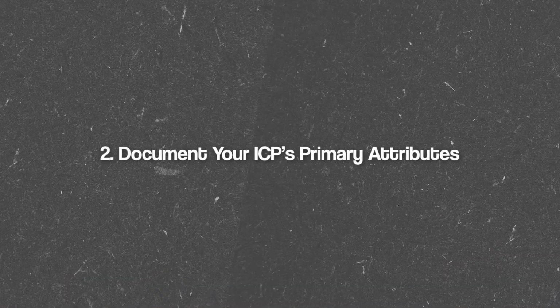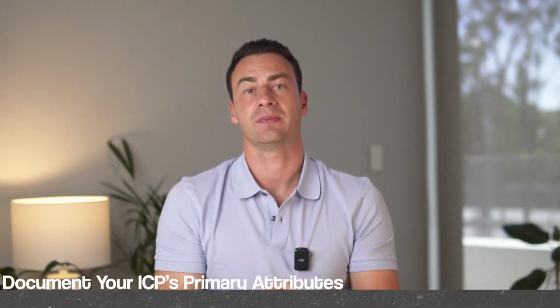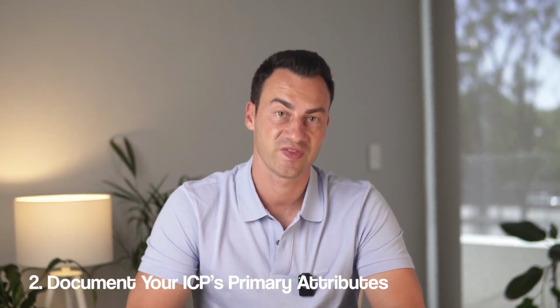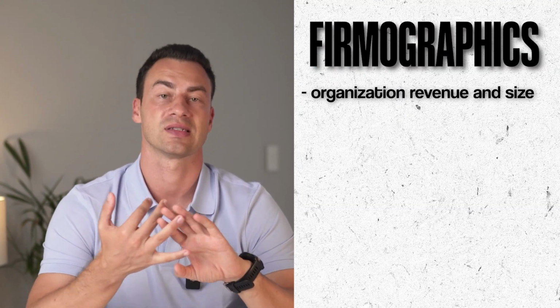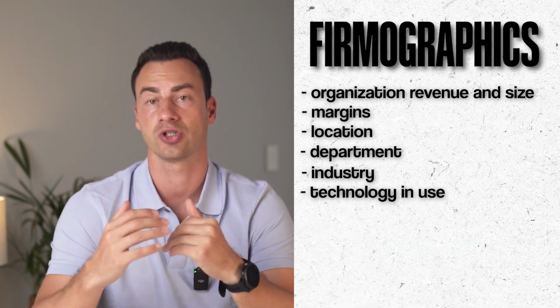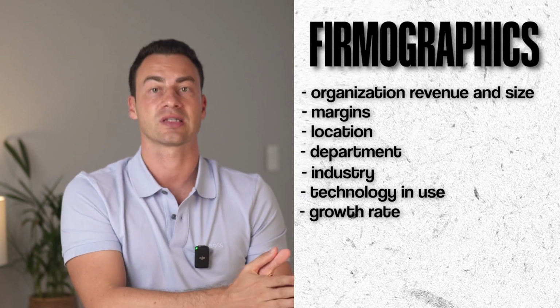Document your ICP's primary attributes is step 2. It's time to dive deeper and compile a list of notable attributes that define your ICP. This isn't just about who they are on the surface, but understanding the fabric of their organization and how they operate. Start with firmographics: organization revenue and size, their margins, location, department, industry, technology in use, and growth rates. These metrics give you a structural view of your ideal company.